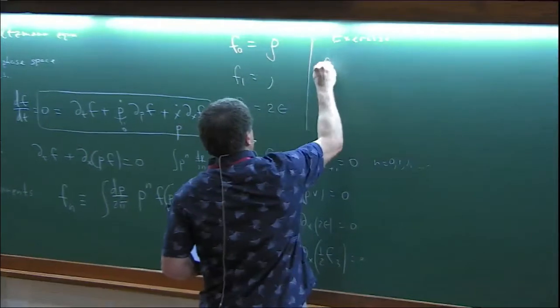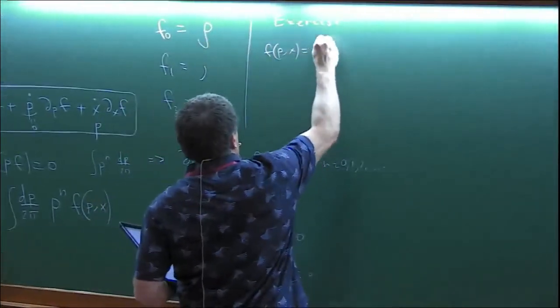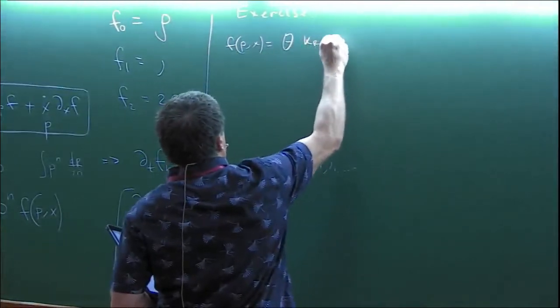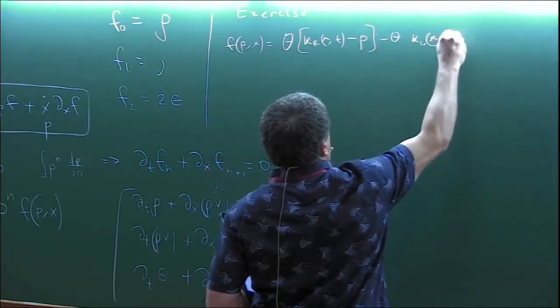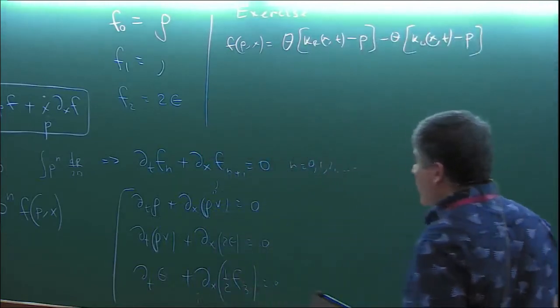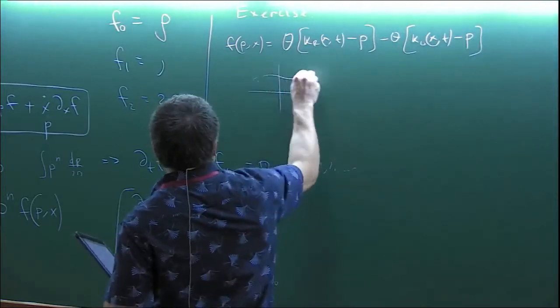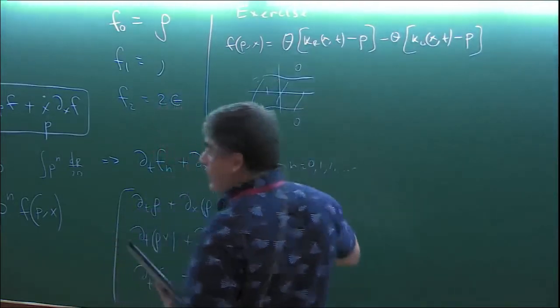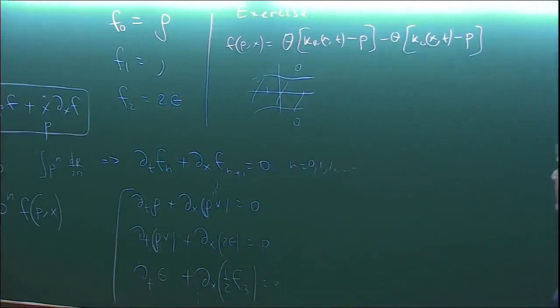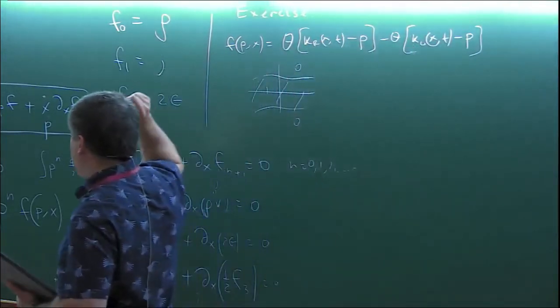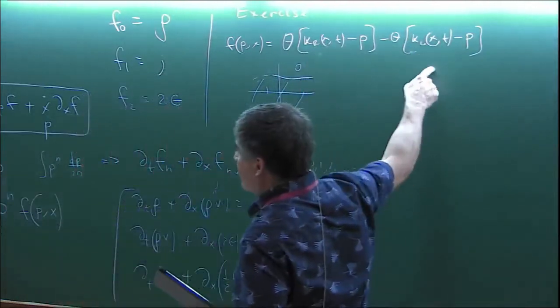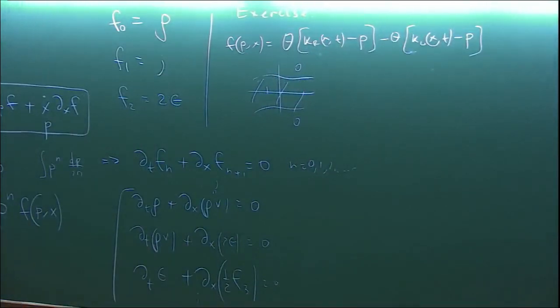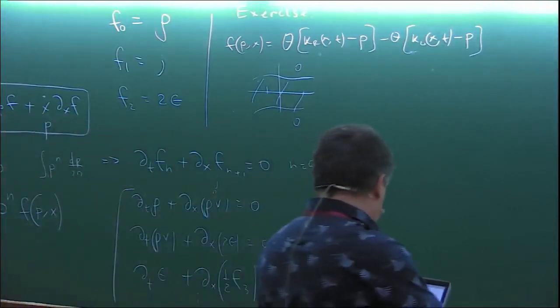So the formal exercise is the following: let's assume that f of p, x is equal to the step function of k right of x, t minus p, minus the step function of k left of x, t minus p, which essentially says that this f is 1 between these 2 lines and 0 outside. Okay? So the exercise is to take this, substitute it into this equation, and show that it satisfies this equation if k right and k left satisfy those equations. Which is physically kind of obvious, but it's good to do this as a formal exercise as well.